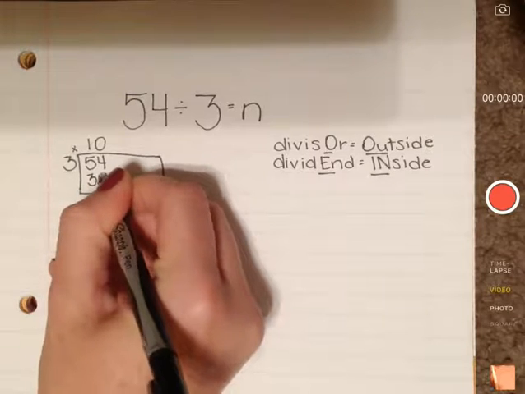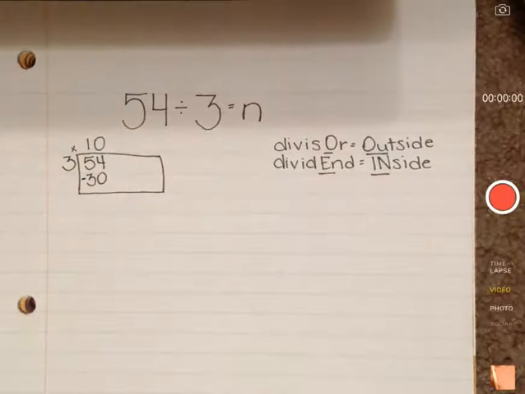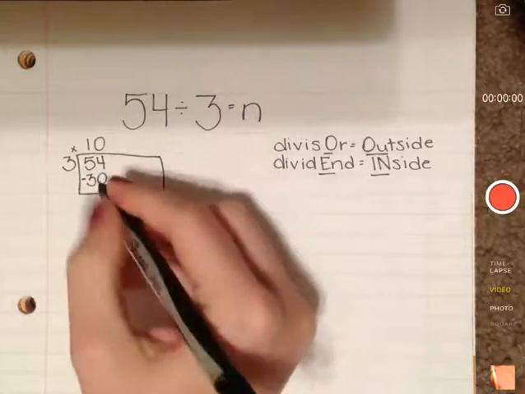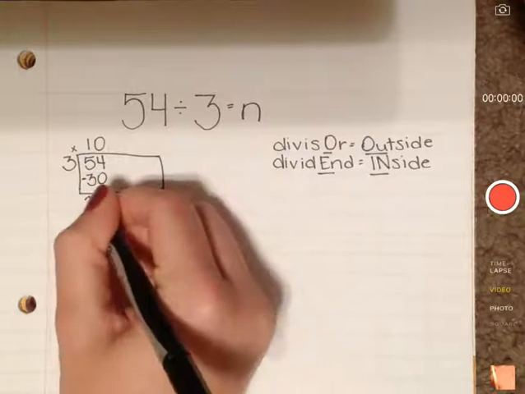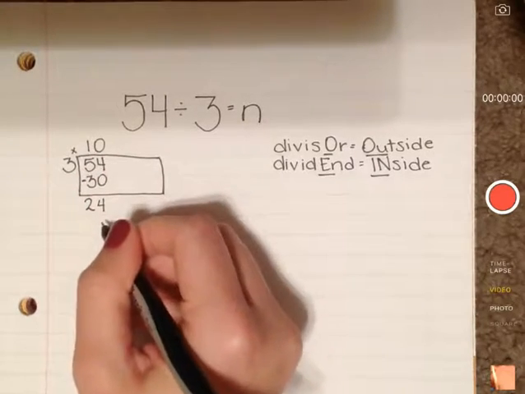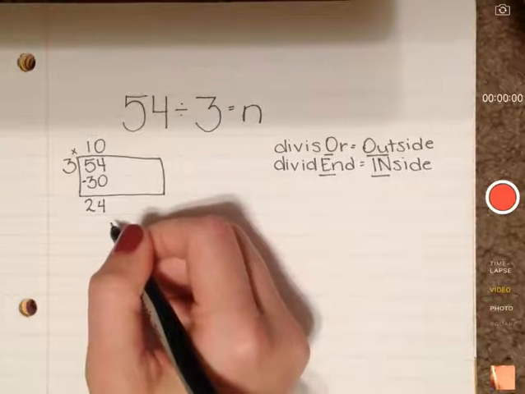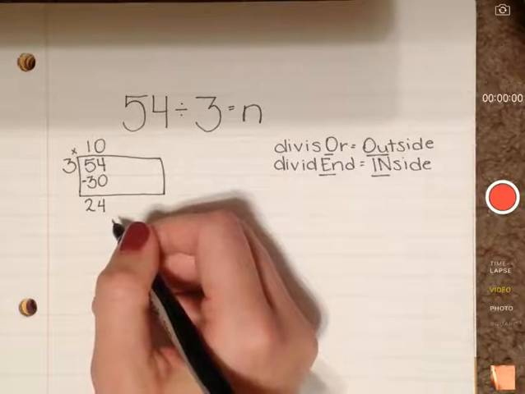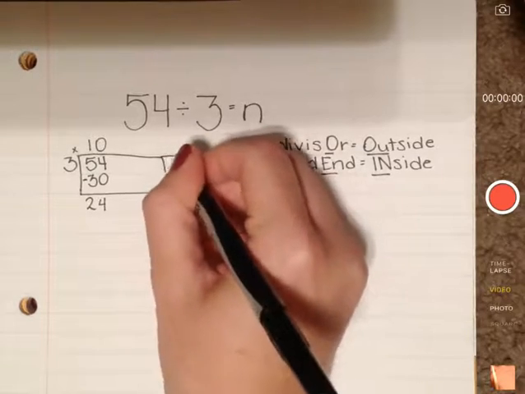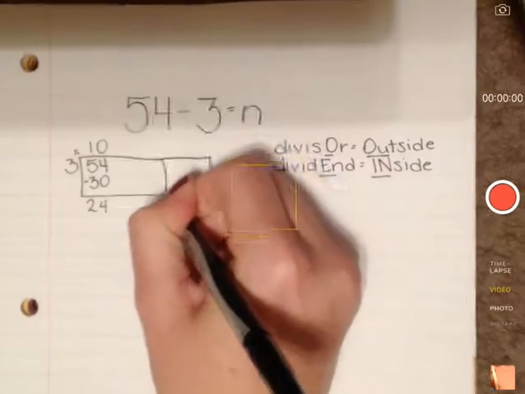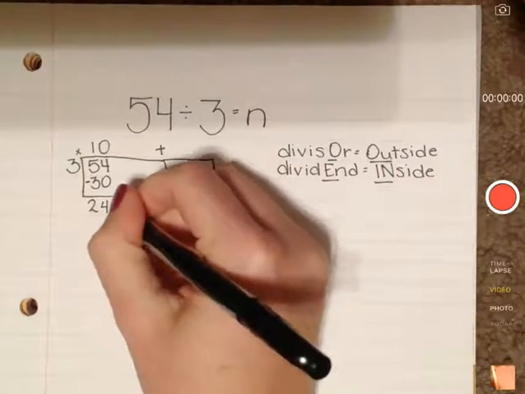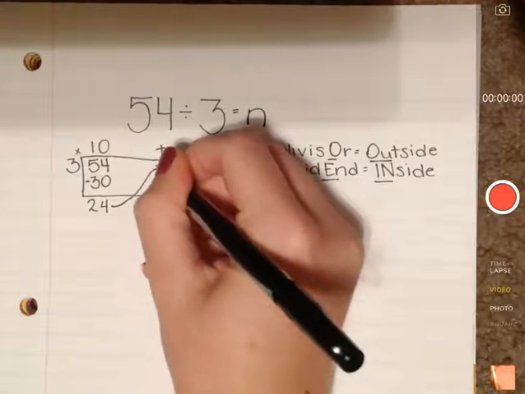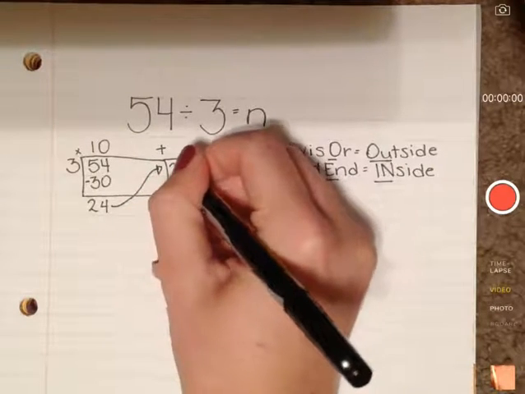So I'm going to go ahead and subtract out those 30 pieces that I have now already distributed. 4 minus 0 is 4. 5 minus 3 is 2. This tells me that I have 24 pieces that I still need to distribute, which means I need to go ahead and add on a second box. Remember that anytime you add a box, you need to have an addition sign. You're going to take those 24 pieces and go ahead and send them on over to the next box.